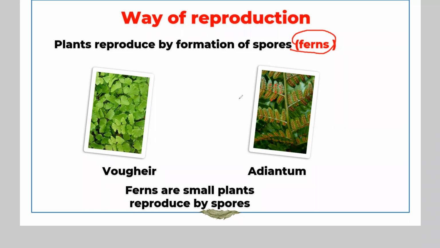So plants that reproduce by forming spores are called fern. We have two examples for fern, Fougere and Adiantum. Let's move to the next way.